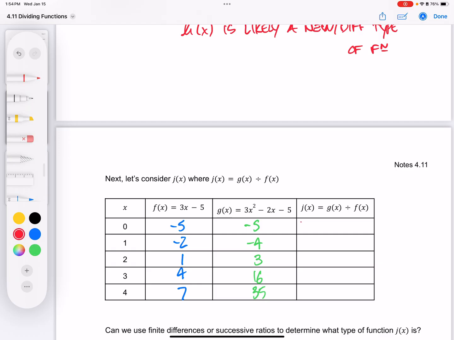So again, this is minus 5 over minus 5, which is 1. But the next one is minus 4 divided by minus 2. That is 2. And then I've got 3 divided by 1, which is 3. And now I've got 16 divided by 4, which is 4. And now I've got 35 divided by 7, which is 5.